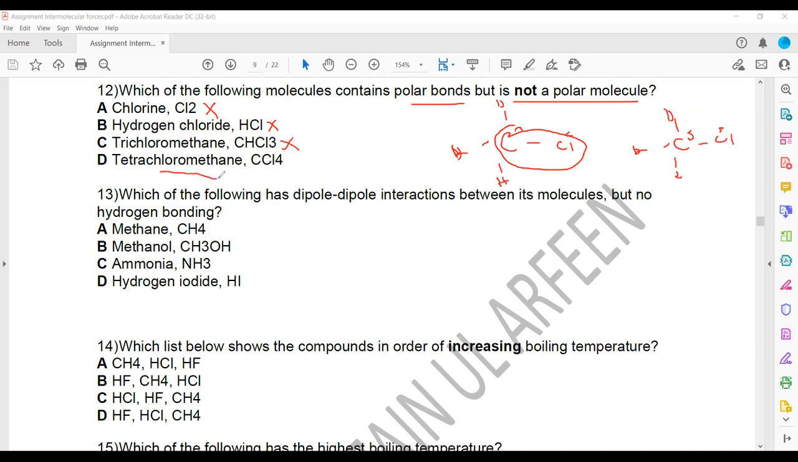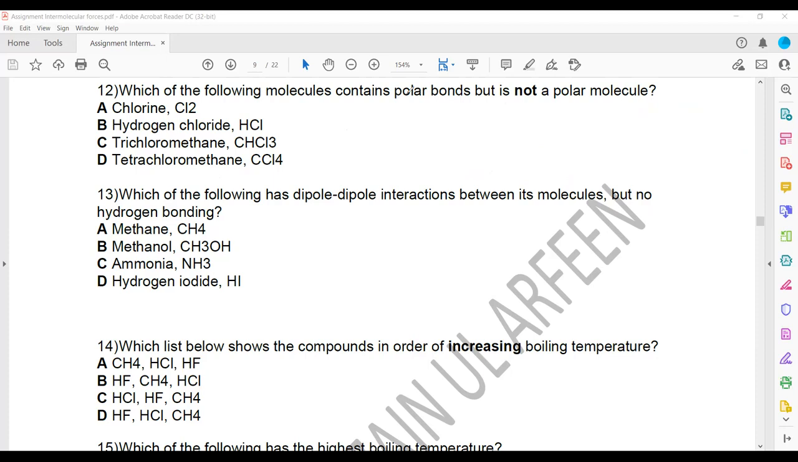So we are left with tetrachloromethane, because in tetrachloromethane the bonds will be polar as the bonds are formed between different atoms. But if I say this chlorine is attracting with a force of 20 Newton, the other chlorine will also try to attract with the same force. So they're trying to attract with the same force. As a result, the overall molecule will be non-polar. So D is the right answer.